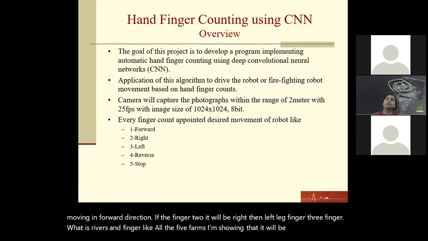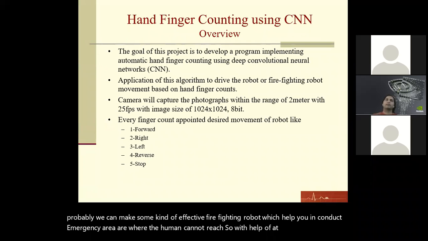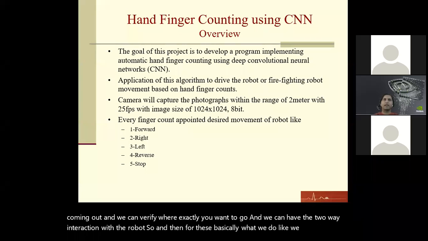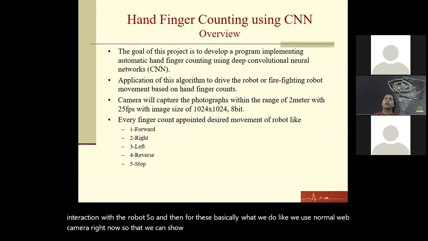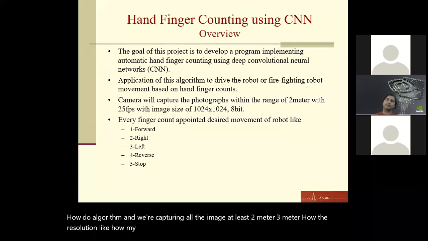That way, we can make an effective firefighting robot which helps in emergency areas where humans cannot reach. With the help of the camera, we can verify where exactly you want to go, and we can have two-way interaction with the robot. For this, we use a normal web camera right now so that we can show the proof of concept. We are capturing images at 2 meters, 3 meters, to see how the resolution captures my hand movements and fingers, and then we can verify how effective this algorithm is or not.